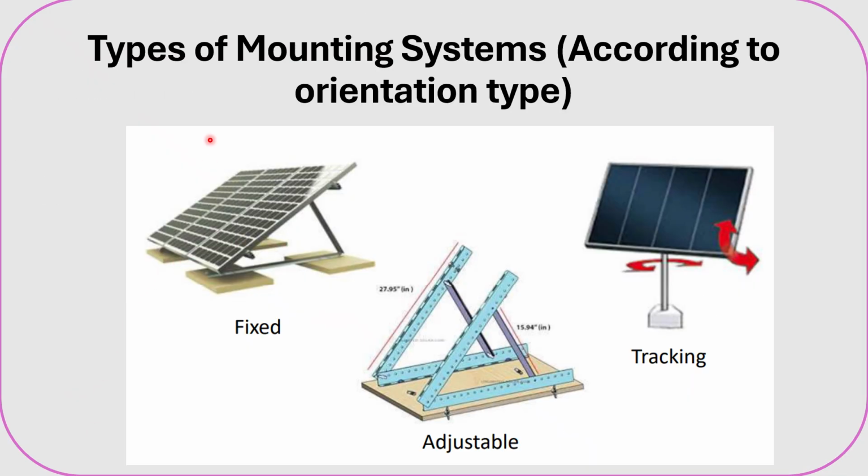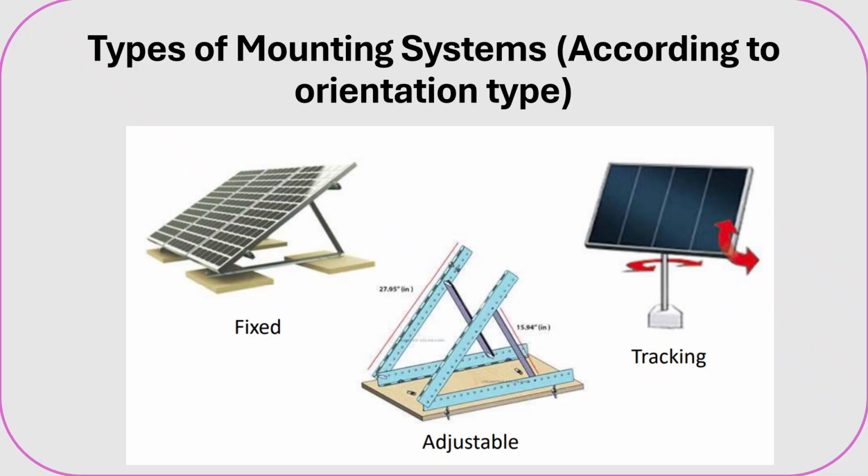So these are the different types of mounting systems. According to the orientation, we get the power extraction. So this is fixed, so you can't move this, whereas this is adjustable. Whereas this is tracking, so both rotational as well as sliding parts are given.